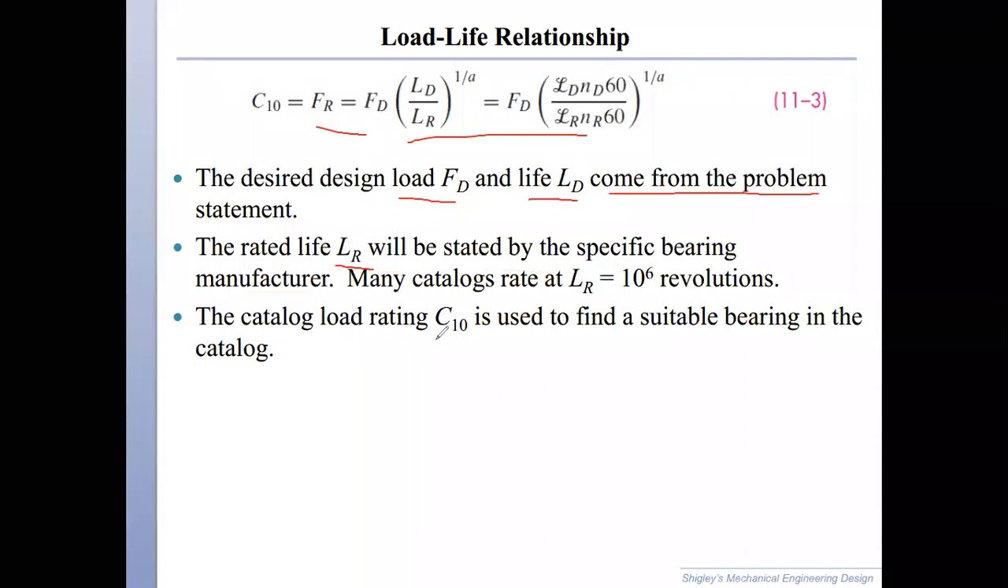So the catalog load rating C10 is used to find a suitable bearing in the catalog. Ab aap kya karenge ki isi C10, let's say you got this C10, you will go to the catalog and isi catalog se aap jo hai bearing select karenge. So this is the way that we would select a bearing from the catalog. Did we get the point? If these are our design parameters, we can find out C10, which is the catalog load rating. And with this catalog load rating, you can go to a manufacturer's catalog and select a bearing.